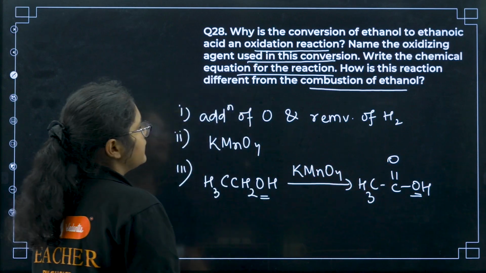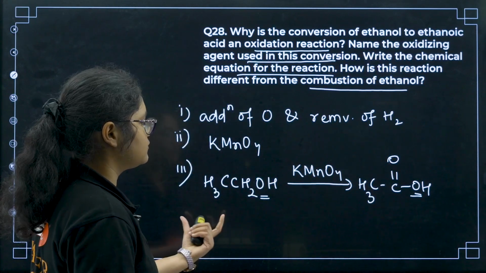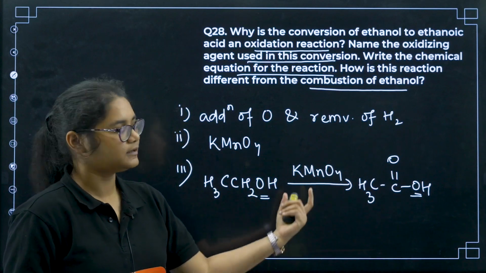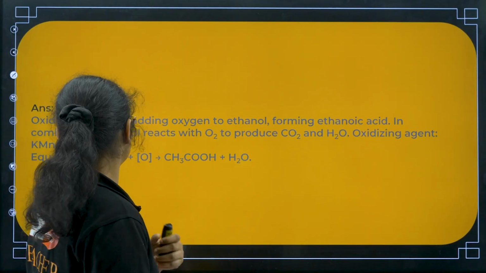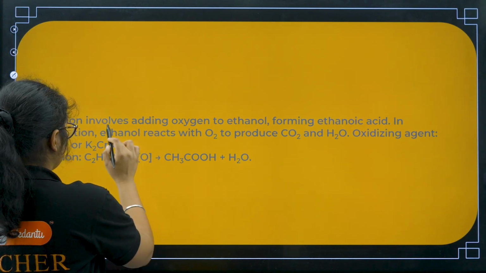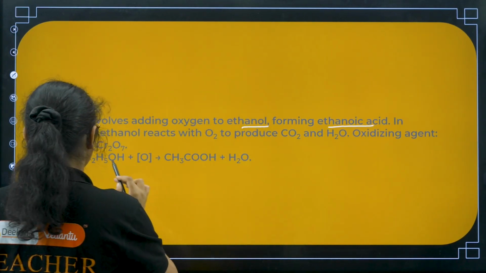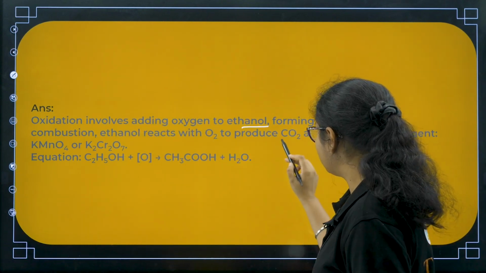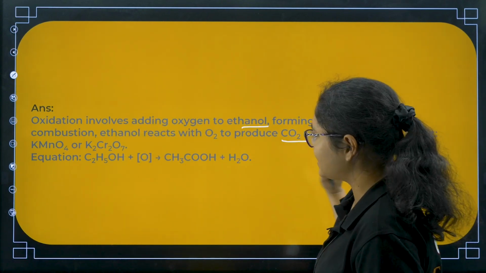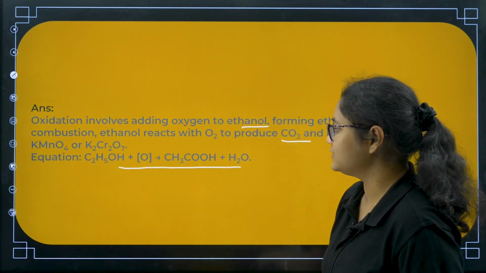Okay. Next, how is this reaction different from combustion of ethanol? So in combustion, what do we get? Carbon dioxide and water. Here the byproduct is different, so it is a different reaction. Very simple question. Oxidation involves adding oxygen to ethanol, forming ethanoic acid. That is the first thing. In combustion, ethanol reacts with oxygen to produce CO2 and H2O. The oxidizing agent here is KMnO4 or K2Cr2O7, and the reaction is like this.